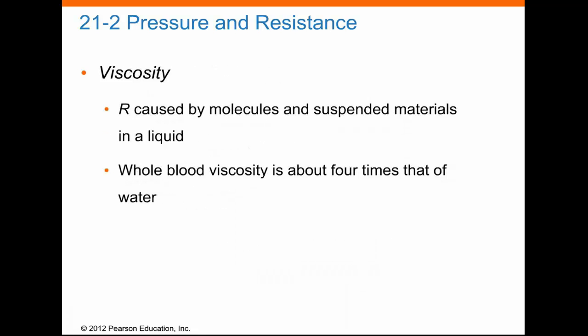So viscosity is resistance caused by molecules and suspended materials in a liquid. So whole blood viscosity is about 4 times that of water. So if we took a piece of glass and had it on an angle and we were able to put a drop of blood and a drop of water, and then we lifted that piece of glass until the water started to run, the water would beat the blood down to the bottom of the glass at a ratio of about 4 times. So it would take the blood 4 times as long to run to the bottom because of all of the formed elements within the blood.